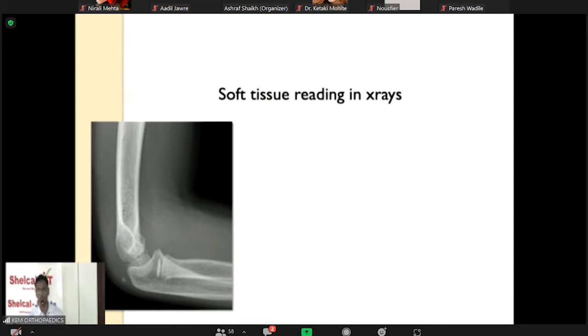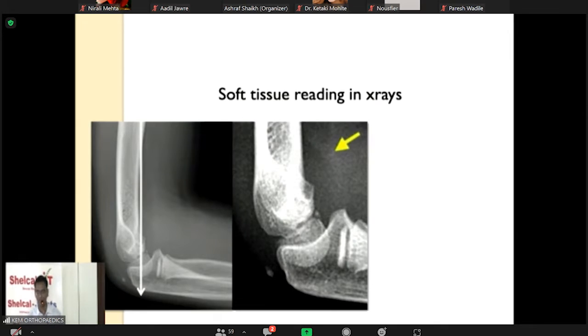Soft tissue reading. So, anyone? Madam, yeah. Can you read this X-ray for us? Anything positive in that? I've given you the hint as well. What is that? Yeah, that's a fat pad sign. So just in front, you have a fat pad sign which is seen. So do not always concentrate only upon the bone, sometimes even the soft tissues, like this fat pad sign.